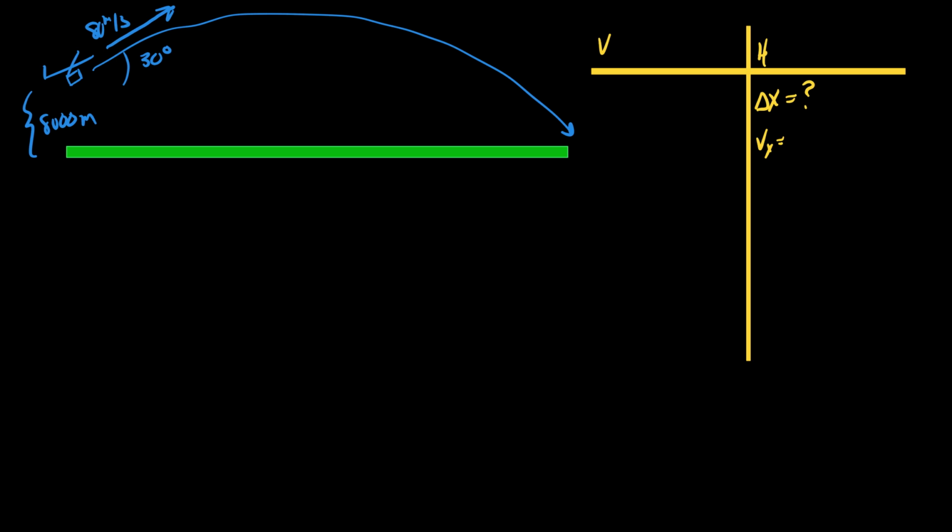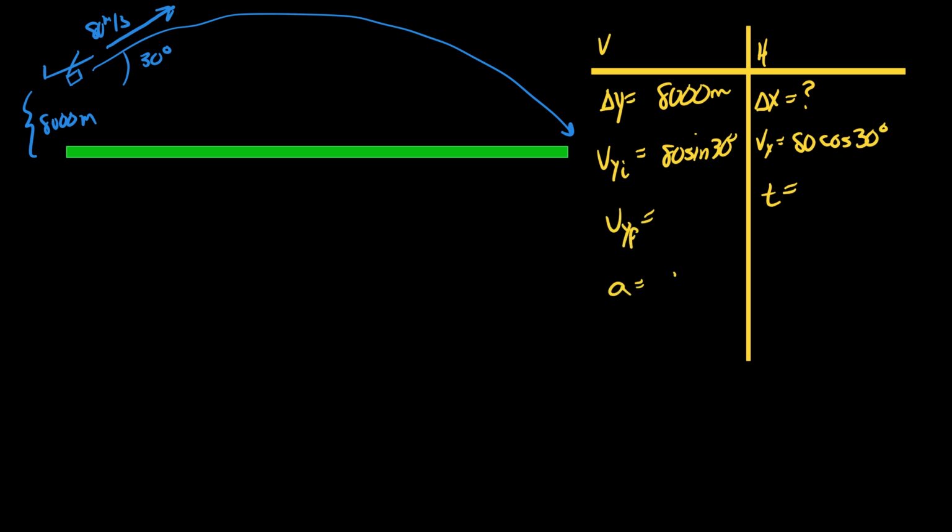Vx is gonna be 80 cosine 30 degrees, time, don't know. Delta y is gonna be 8,000 meters. Vy initial is going to be 80 sine 30 degrees. Vy final is unknown. The acceleration will be gravity, 10 meters per second squared, and then time. So you pick the problem, so you tell me whether upwards is positive or upwards is negative. All right, and to the right, do you want that to be positive or negative? All righty, so that makes downwards negative, upwards positive, to the right positive.